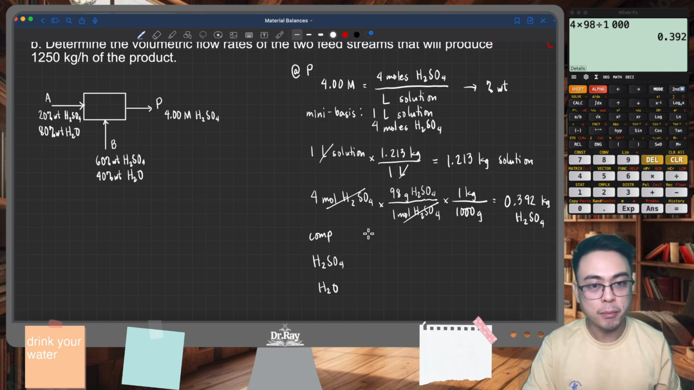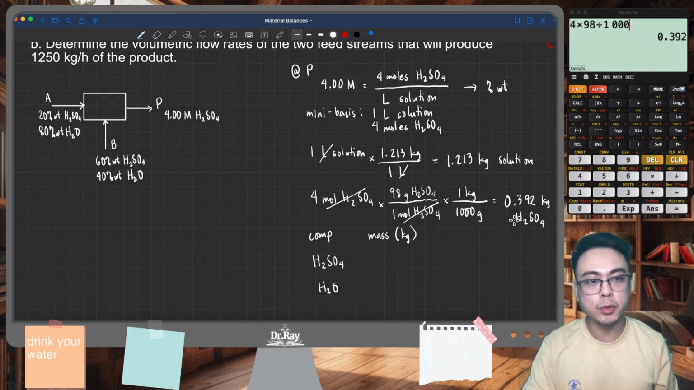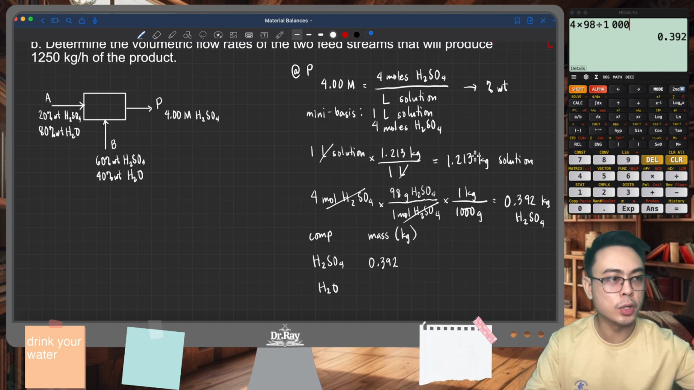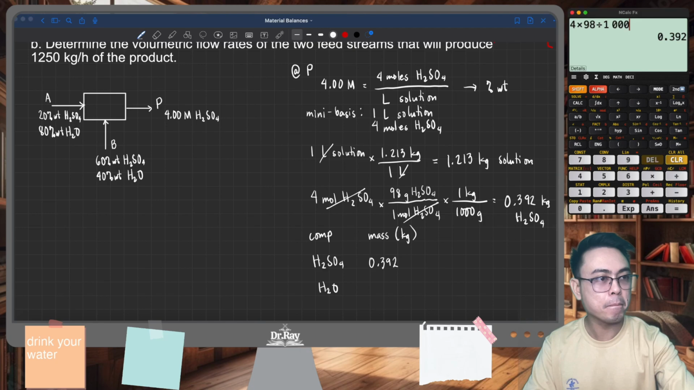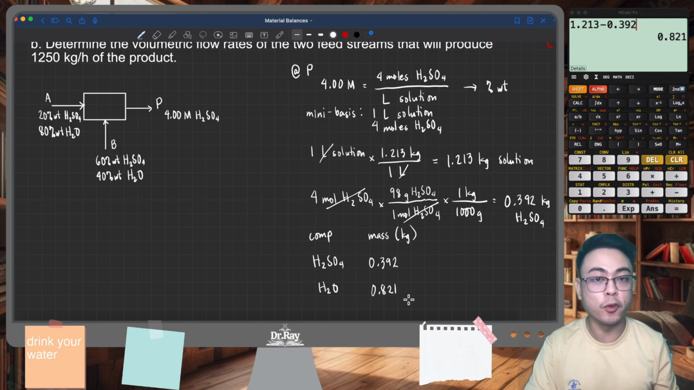Let's list their mass in kilograms. So I determine that the mass of sulfuric acid in the solution is 0.392 kilograms. And then for water, you will simply subtract 0.392 kilograms, which is the mass of sulfuric acid, from the mass of the solution. So let me do that here. That will be 1.213 minus 0.392. That's 0.821 kilograms for water.